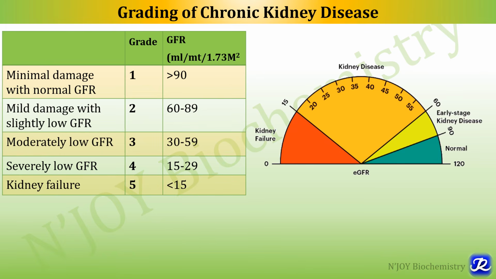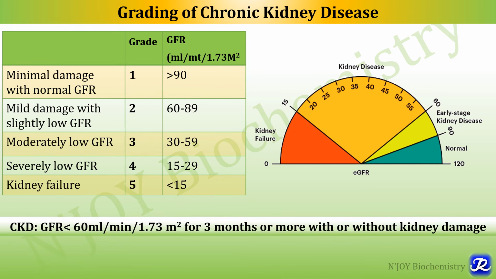So here it shows 90 to 120 is the normal GFR, 60 to 90 shows early stage kidney disease, 15 to 60 shows kidney disease, and 0 to 15 shows kidney failure. And chronic kidney disease is defined as when the GFR is less than 60 ml per minute per 1.73 meter square for 3 months or more, with or without kidney damage.